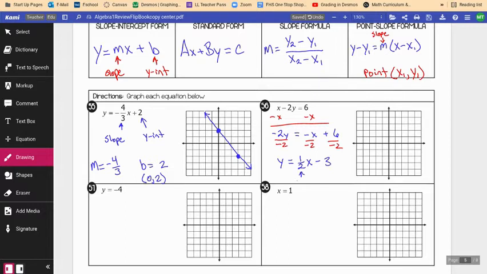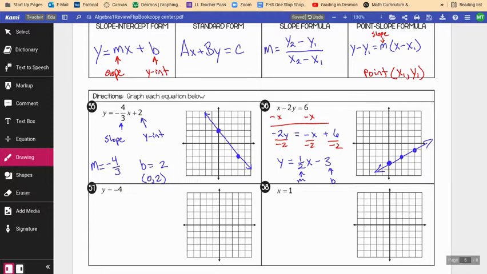Again, here's my slope and my y-intercept, my m and my b. So I start with my y-intercept, negative 3. And then this time my slope is positive, so I'll go up 1 and right 2. And I can continue that pattern if I need to. And then I simply connect those dots. And there's my graph.